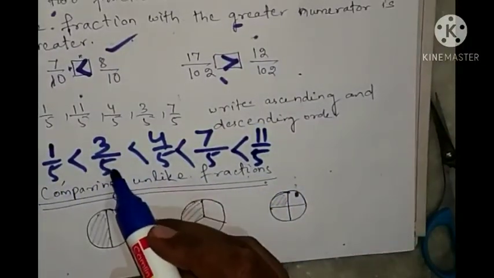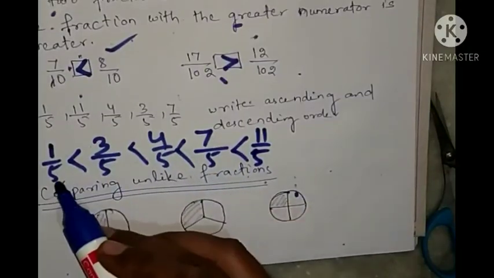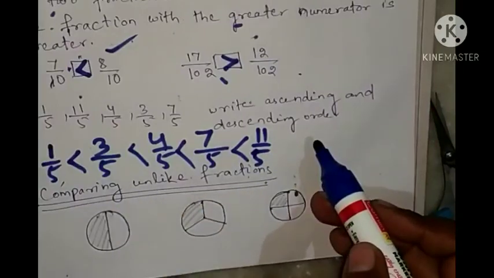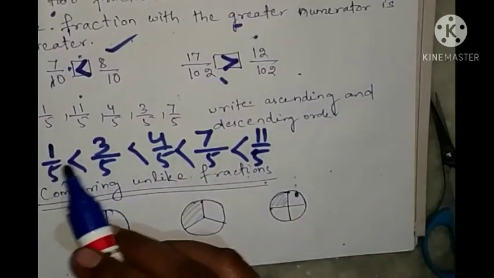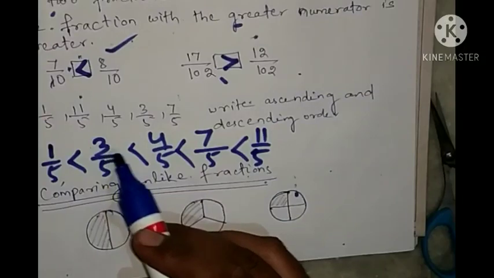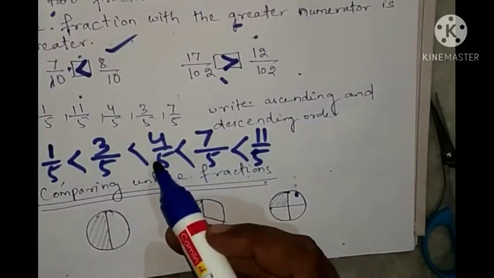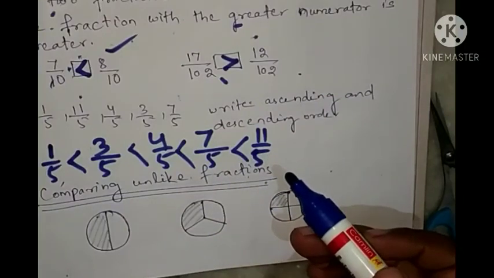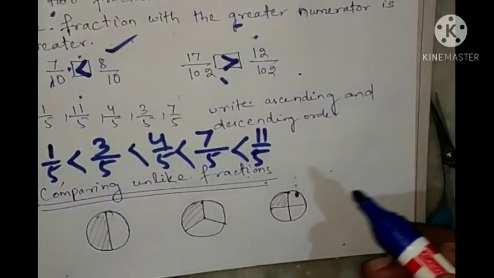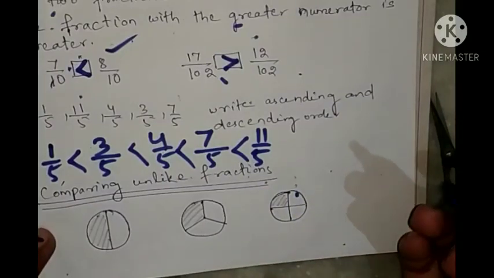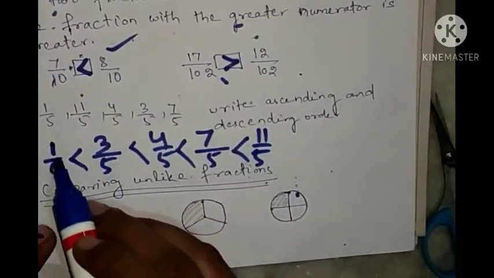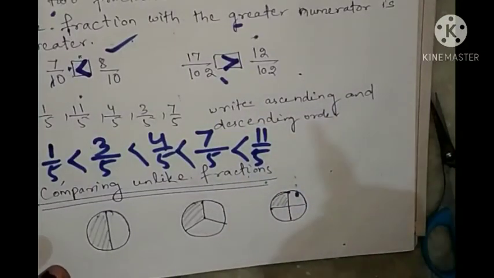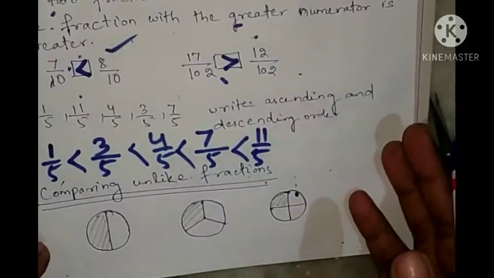1 by 5, 3 by 5, 4 by 5, 7 by 5, 11 by 5. This is ascending order. Okay, so 1 by 5 is smaller than 3 by 5, 3 by 5 is smaller than 4 by 5, 4 by 5 is smaller than 7 by 5, and 7 by 5 is smaller than 11 by 5. So this is about comparing like fractions. This is very easy. In like fractions, you have to see the numerator. Which numerator is bigger? That fraction is bigger. Which numerator is lesser? That fraction is lesser.